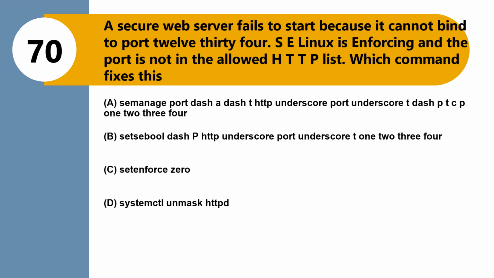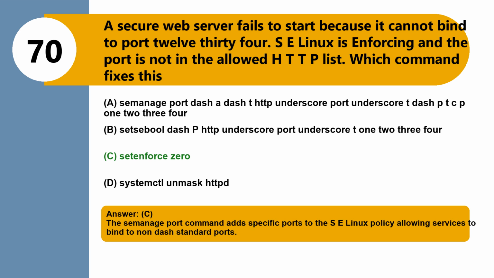Question 70. A secure web server fails to start because it cannot bind to port 1234. SE Linux is enforcing and the port is not in the allowed HTTP list. Which command fixes this? Option A. cmanage port -a -t http port t pt cp1234. Option B. setsbull -p http port t1234. Option C. setenforce 0. Option D. systempl unmask httpd. The correct answer is option C, setenforce 0. The cmanage port command adds specific ports to the SE Linux policy allowing services to bind to non-standard ports.